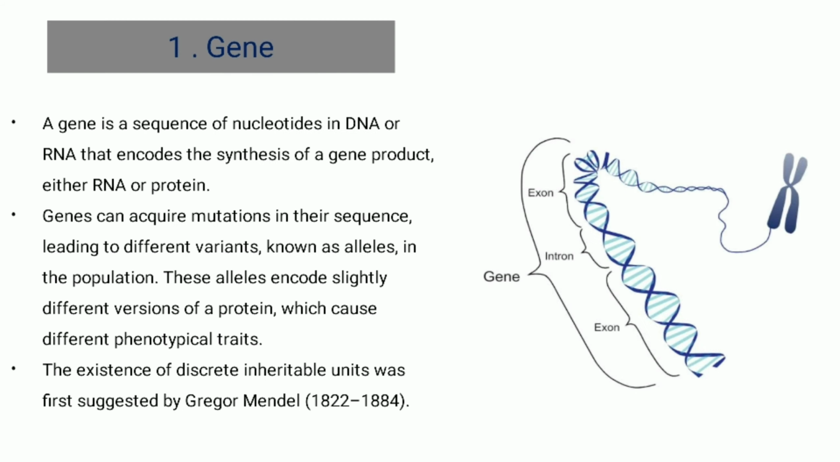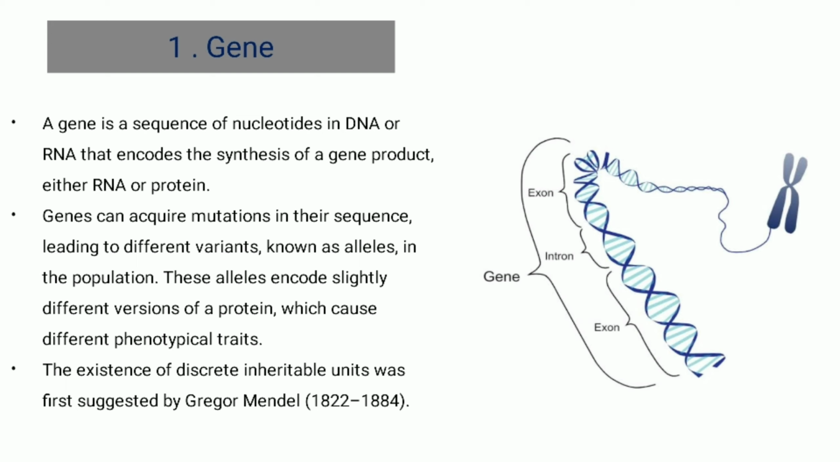Gene. A gene is a sequence of nucleotides in DNA or RNA that encodes the synthesis of a gene product, either RNA or protein. So it is the segment of the DNA that encodes the information required for the synthesis of a protein. A gene consists of exons and introns. Exons consist of information that codes for a protein, but introns do not code any information, so they can be removed during post-translational modification by a splicing mechanism.